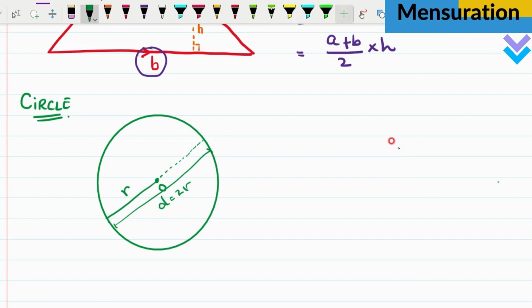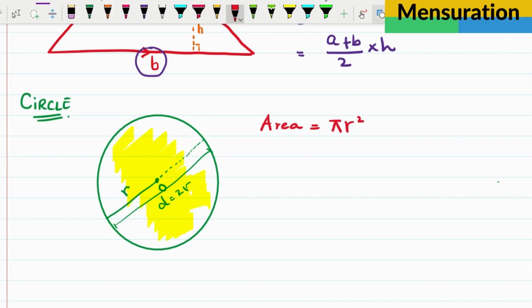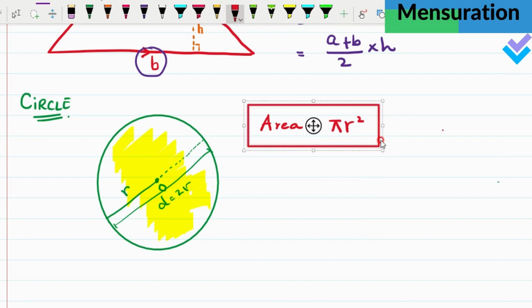So the question is, how can we calculate its covered space or area? So the area of a circle will be pi r square. This is what you need to memorize all of the time. Remember, the area of a circle is always pi r square. That is all about the covered space, the inside area, right?